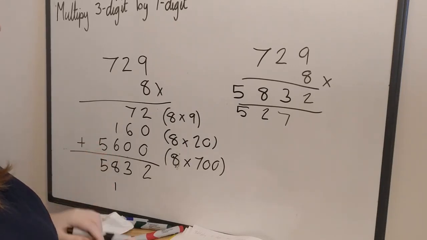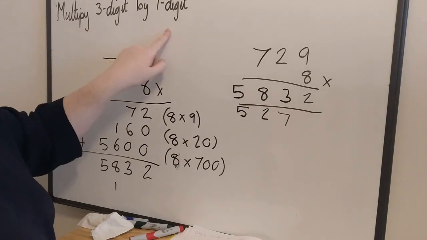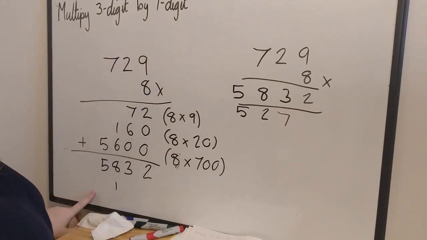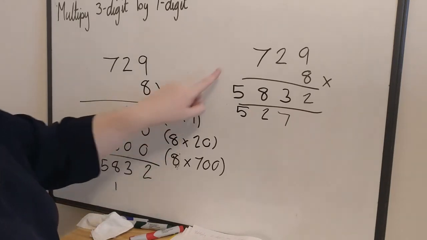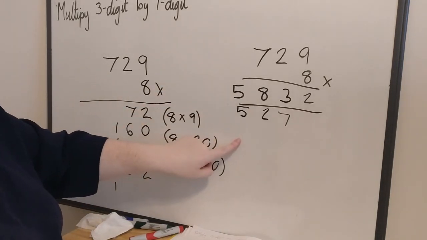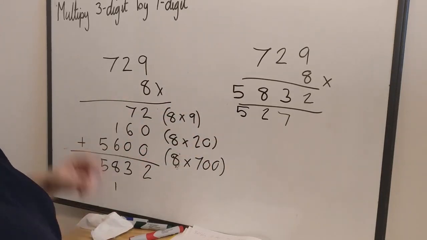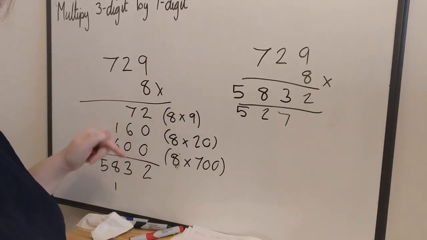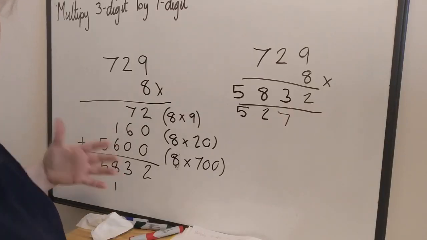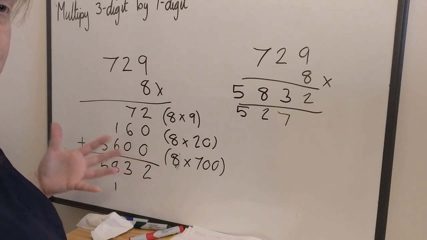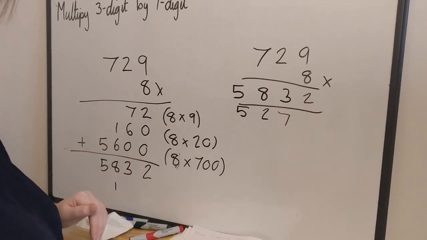5,832. So that is how you can multiply 3 digits by 1 digit with the expanded method to show you each step of what you're doing, and with the slightly quicker formal method. Okay? I want you to have a go now at the worksheet. If you want to look at these examples again, you can. If you want to go back and look at your work yesterday to see if that helps, you can do that. Okay? Have a go with your maths and then post it to me so I can have a look.